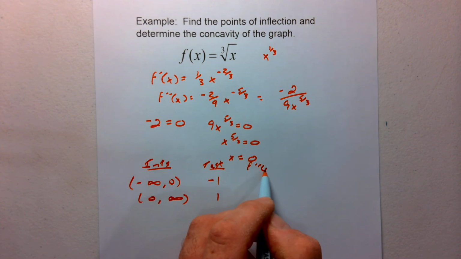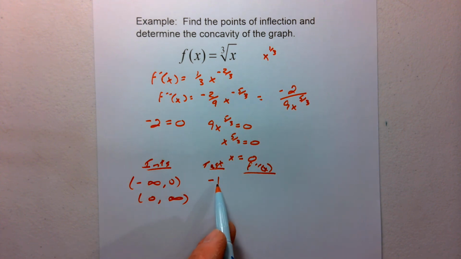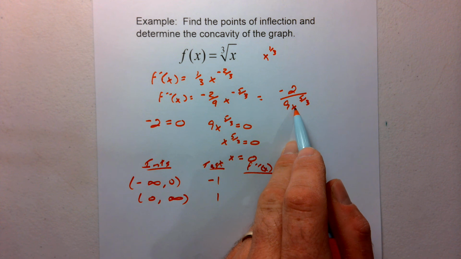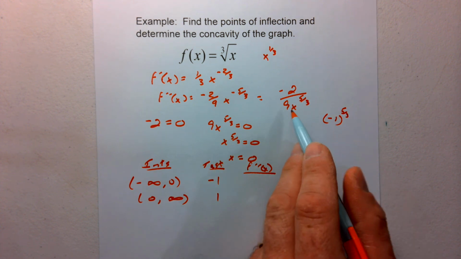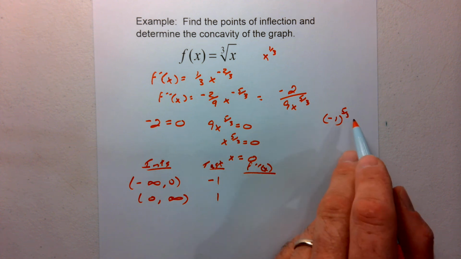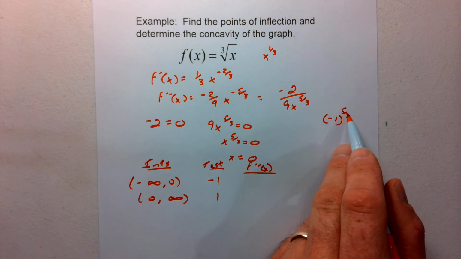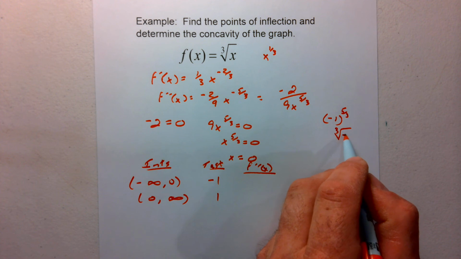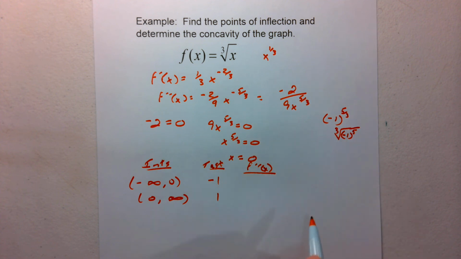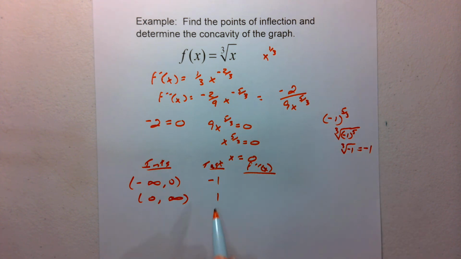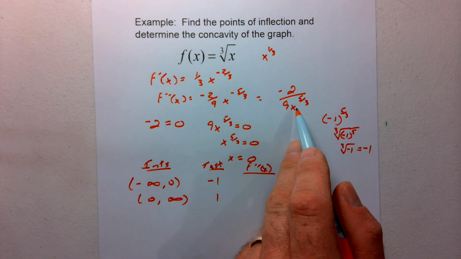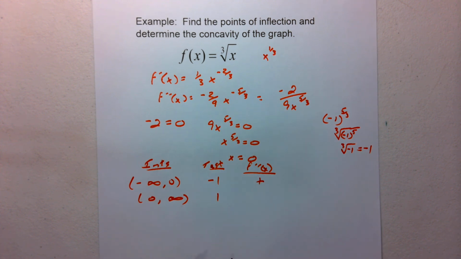So looking at the second derivative sign, if I plug in negative 1 into here, if I have negative 1 to the 5/3 power, that's really what we're interested in here at this point. Negative 1, if I rewrite this as the third root of negative 1 to the 5th, negative 1 to the 5th is still negative 1, and the third root of negative 1 is negative 1. So we're going to have a negative divided by a negative, which is going to give us a positive.